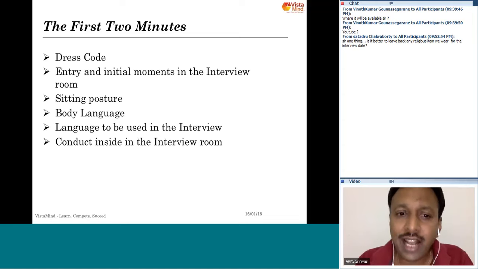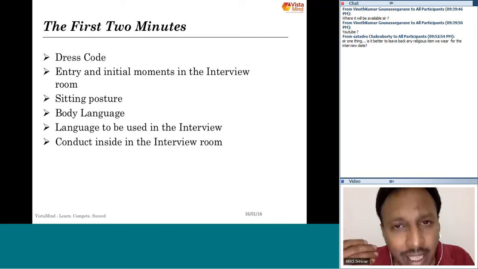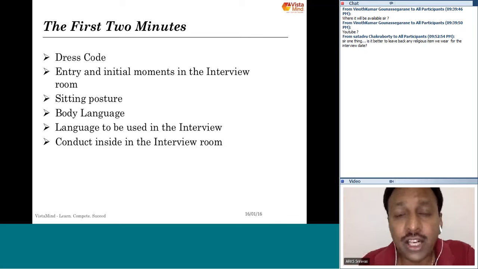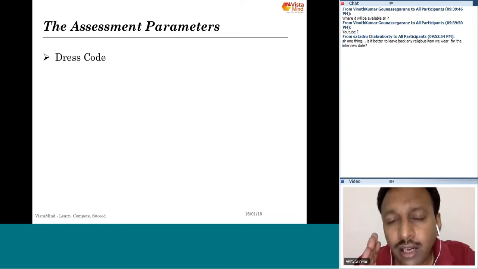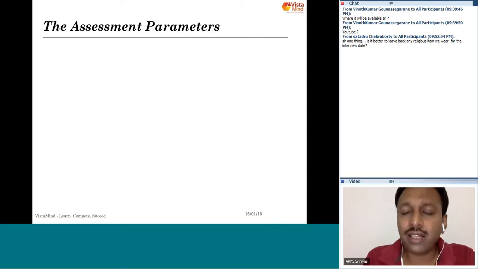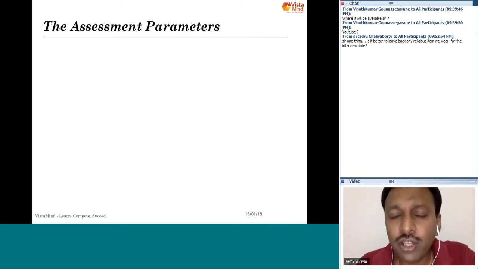Language has to be very clearly English, and your conduct has to be formal. Even if the interviewers are being very nice to you and they're jovial with you, if they are making jokes or talking to you in English, in Hindi or any kind of vernacular language, it's a formal interview. Remember that any of these institutes, they expect that you continue to speak in English and nothing else. Now, here is where we are going to look at what the interviewers look for.